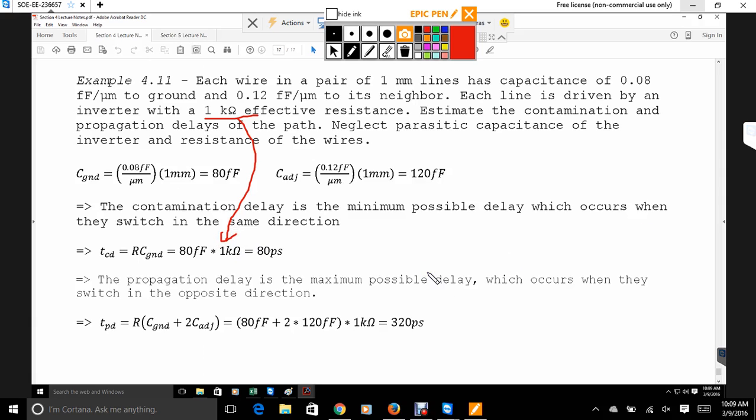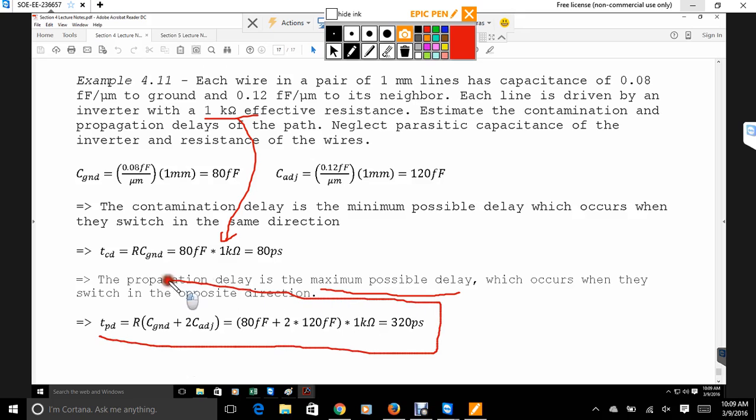If they switch in opposite directions, that's what happens when you get propagation delay. So propagation delay is going to be the maximum possible delay in this case. Does everybody see how these concepts of contamination delay and propagation delay tie in? Contamination is what you can't change. It's just there. If they're switching in the same direction, there's not much you can do about it. For the propagation delay, how is the design of your circuit and the signals actually fighting against each other?